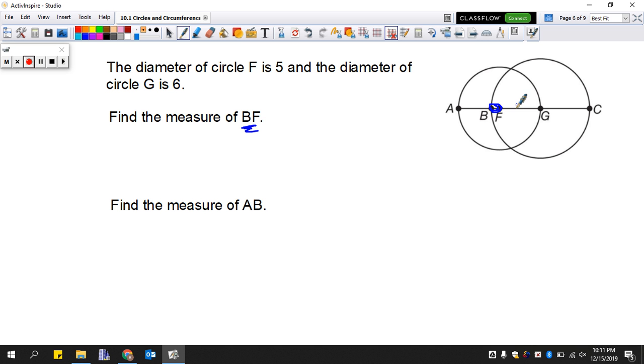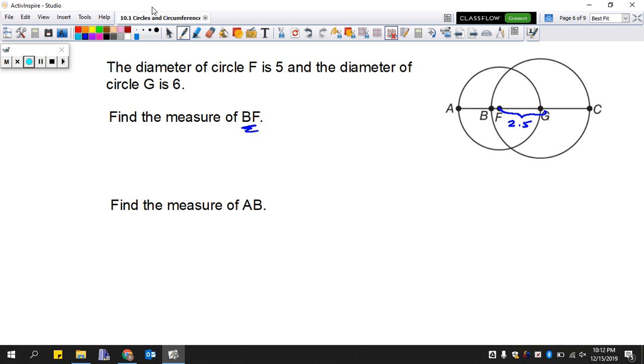One of the things that we can notice here is that this little part right in here overlaps with both circles. So if A to G is 5, that means F to G is 2.5, or half of that. So that's 2.5.